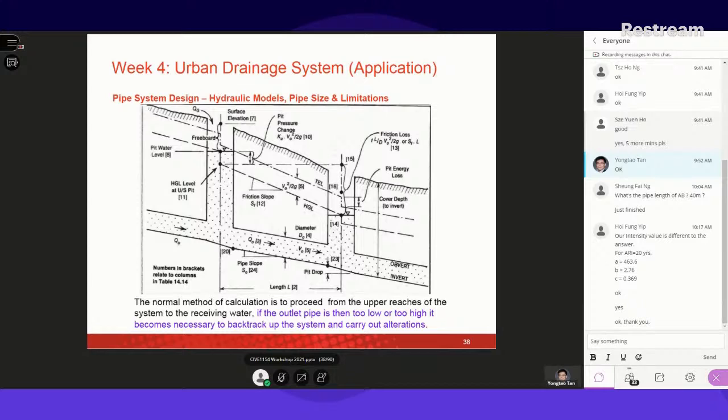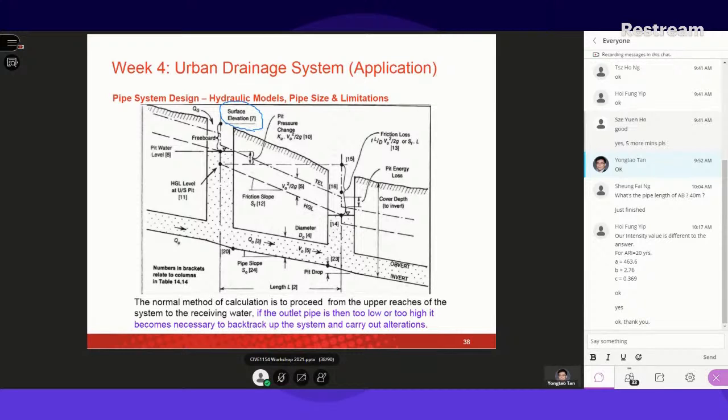So let's see. Firstly, the surface elevation. The surface elevation actually is normally the gutter level at the pit inlet.